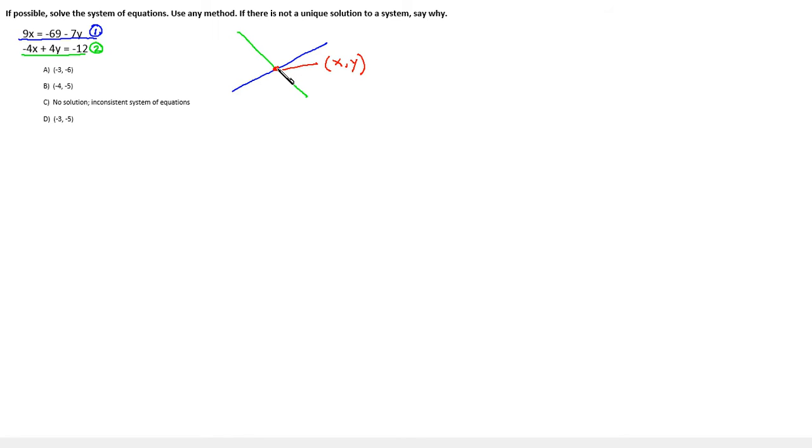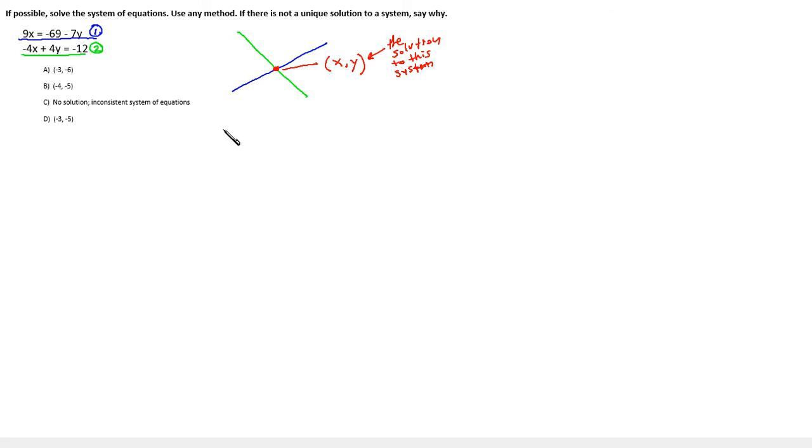And if we were to take the value of x and the value of y and substitute them into each of these two equations, what it means is we would get a true statement for both of these equations if we checked them. So this represents the solution, if it exists, to this system of two linear equations. Okay, so let's get to it.